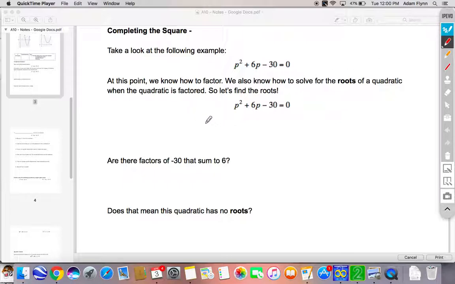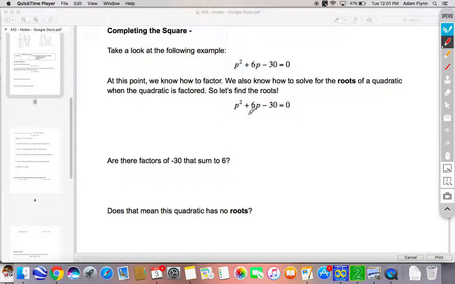Okay, so let's take a look at an example to see when we might have to complete the square as one of our techniques for solving quadratics. At this point we know how to factor. We also know how to solve for the roots of a quadratic when the quadratic is factored. So let's find the roots of this given quadratic trinomial right here.